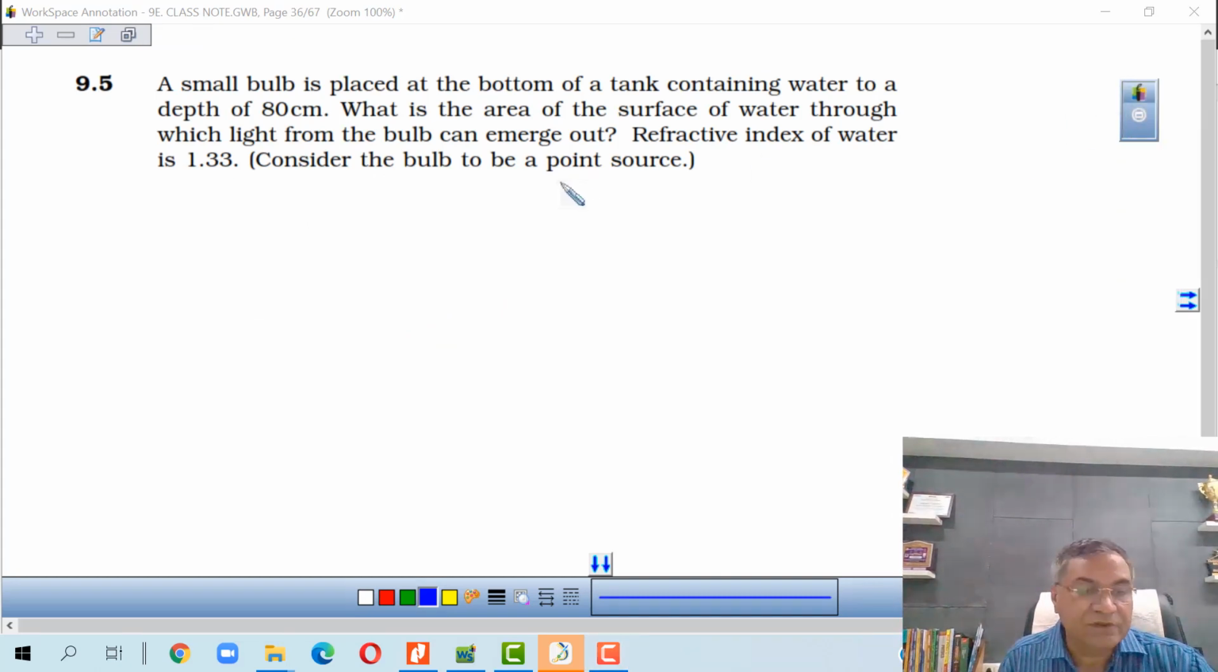So now based on that, total internal reflection text problem: a small bulb is placed at the bottom of a tank containing water. So imagine there is a bulb here. Before solving this problem, let me say another thing.